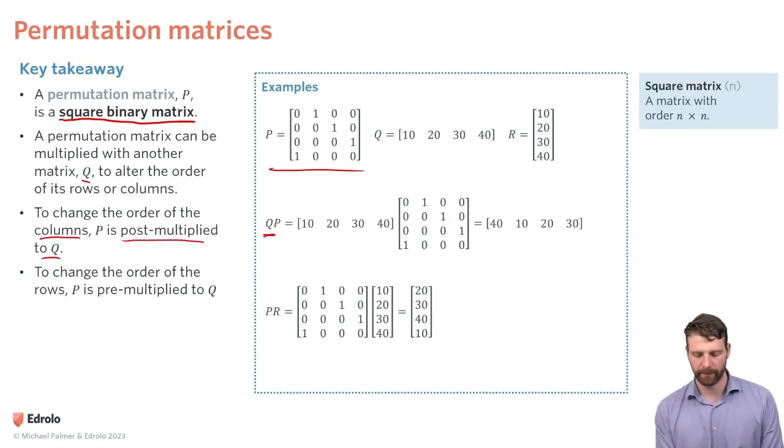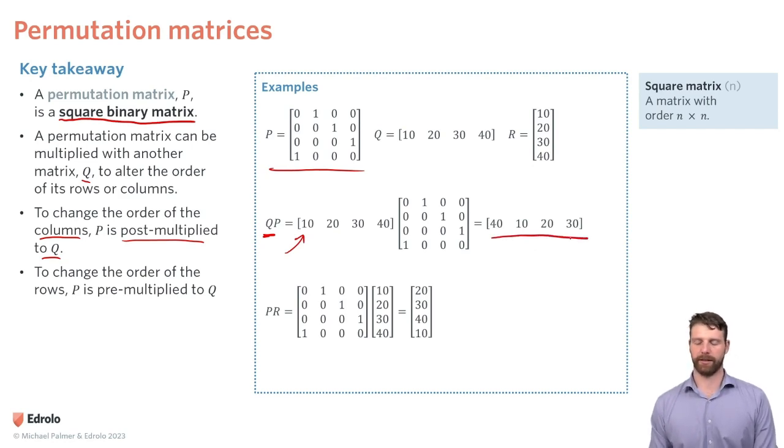So here we've got QP, and that's going to change the order of these columns here. All right, so if we do that, then what we get out is this matrix, 40, 10, 20, 30. And all I want you to do right now is notice that it's the same numbers in a different order.